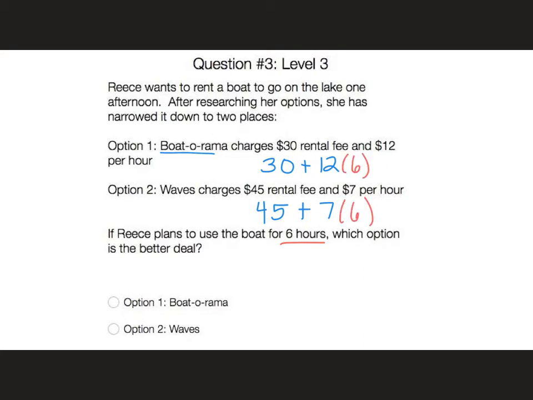So my first one here, we have 12 times 6 is 72, plus 30 is $102 for this first option. Second option, 7 times 6 is 42, plus 45 is $87. So now we want to think about she's wanting to find the better deal. So we want the cheaper option here, which would be option number 2 by quite a bit.